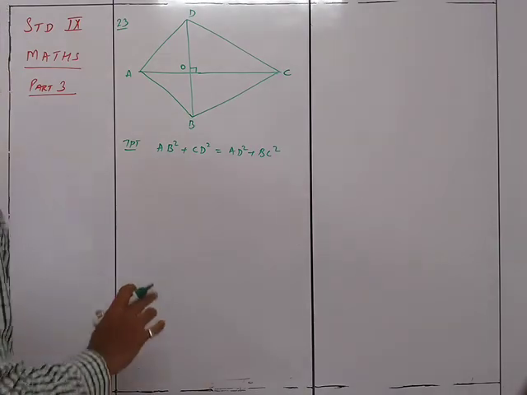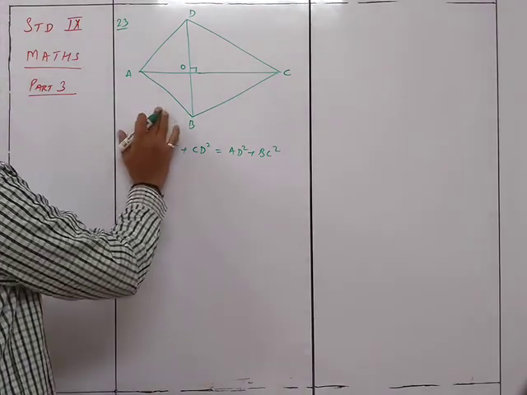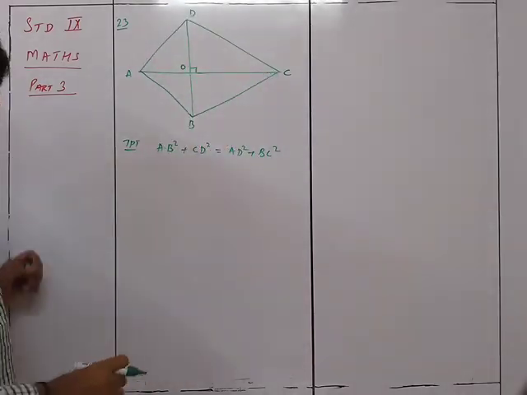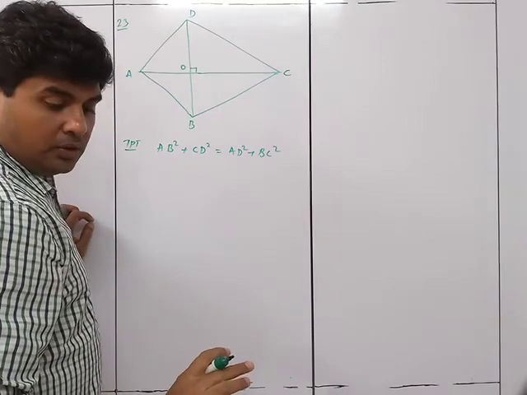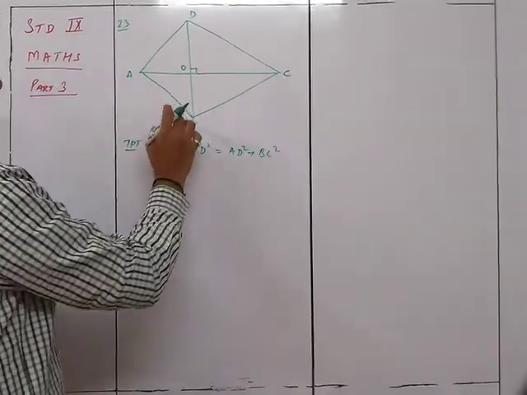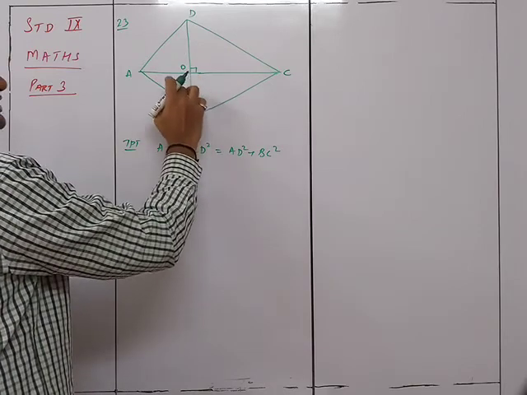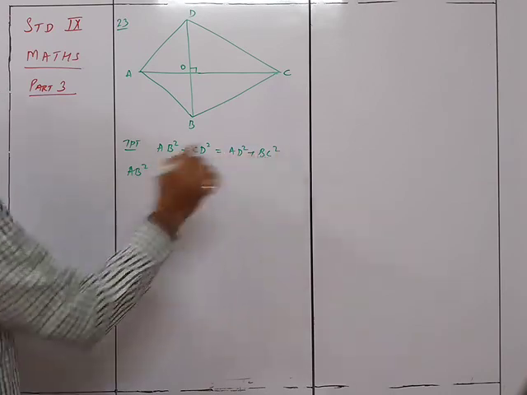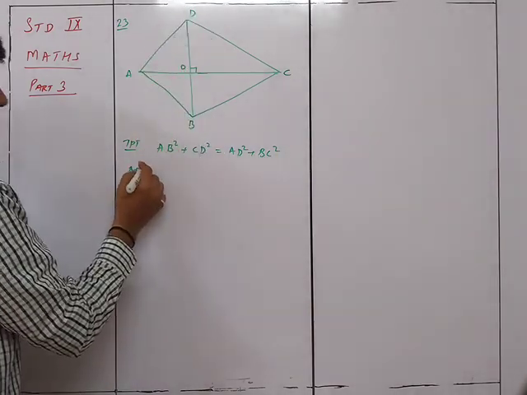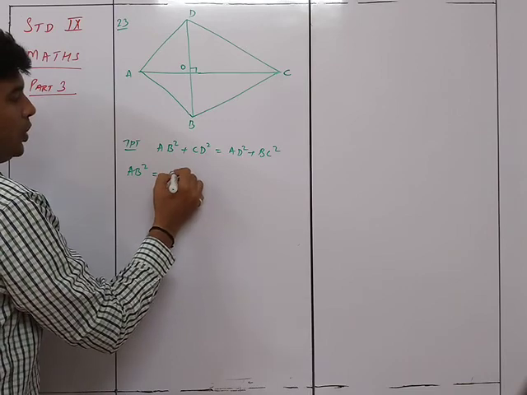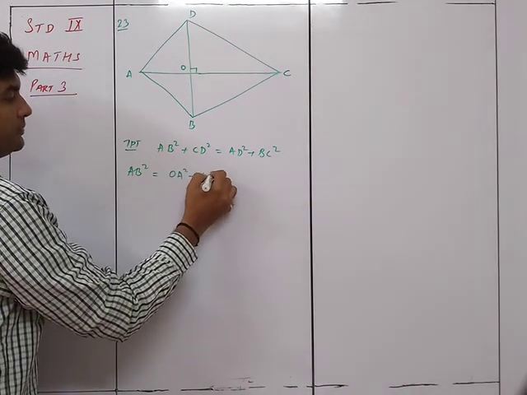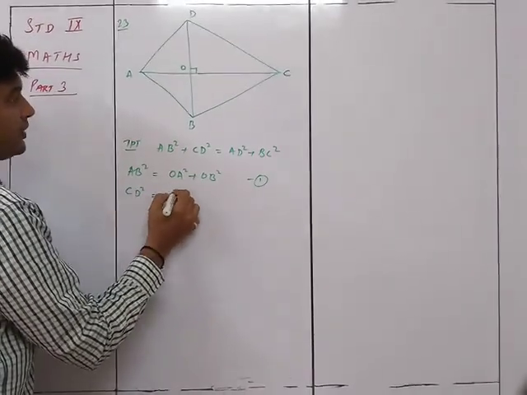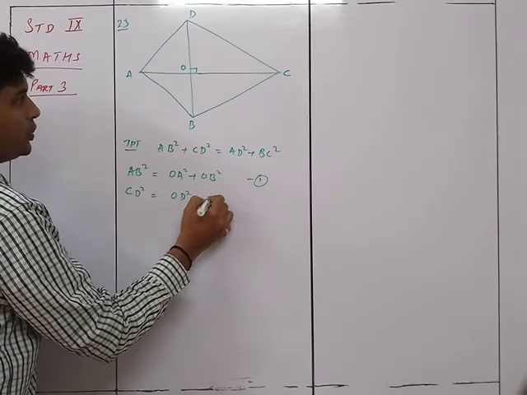I'll show you why. What do you get over here? AB square, CD square, AD square and BC square. This is what we need to add up. So we will take each and every side. First of all, what is AB square? All these are hypotenuse of the triangles. So first, AB square is equal to OA square plus OB square. That's the first part. Then we have CD square is equal to OD square plus OC square.